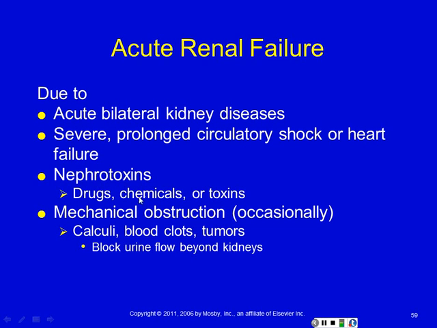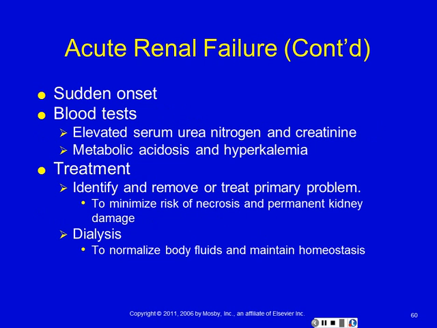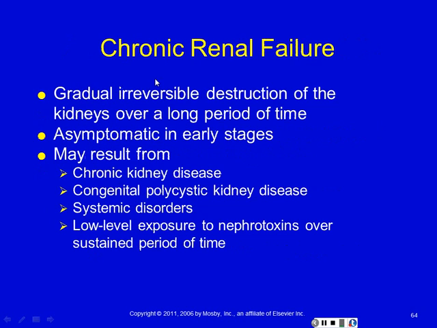There are certain drugs and chemicals that in high enough amounts will destroy the nephrons, so destroy the kidneys. Mechanical obstruction can do this, although it's pretty uncommon. You'd have to have massive stones or blood clots that were blocking the urine flow beyond the kidneys. So you get a nephrosis as a cause of acute renal failure. All right, we're about out of time, so I'm going to just skip ahead.